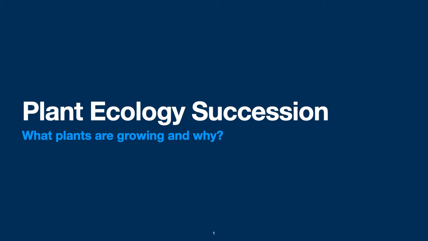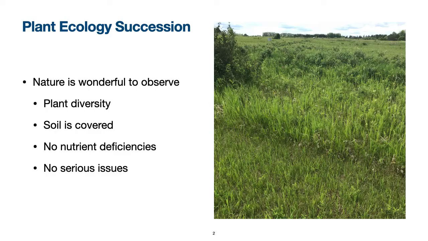I'm Kevin Elmy. In this presentation, we're going to be talking about plant ecology succession, what plants are growing and why. When we observe nature, nature has a beautiful system designed because when we look at a native stand of plants, we see lots of plant diversity. We see that the soil is covered. We don't see any nutrient deficiencies, and we don't see any other serious issues like disease outbreaks.